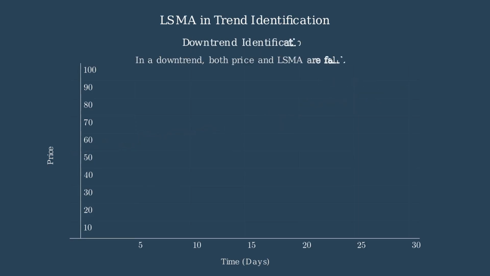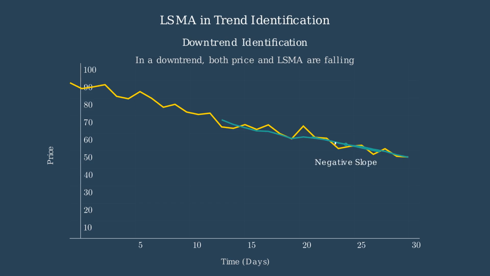Conversely, in a downtrend, both the price and the LSMA line are falling. This indicates bearish market conditions. During a downtrend, the LSMA line has a negative slope, indicating bearish momentum. A steeper negative slope indicates a stronger downtrend.